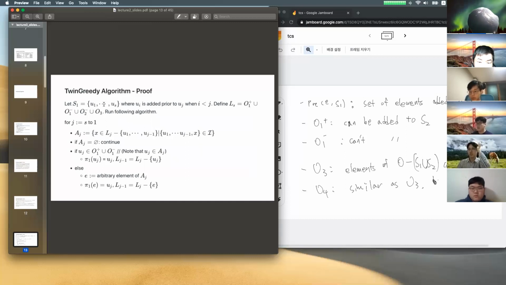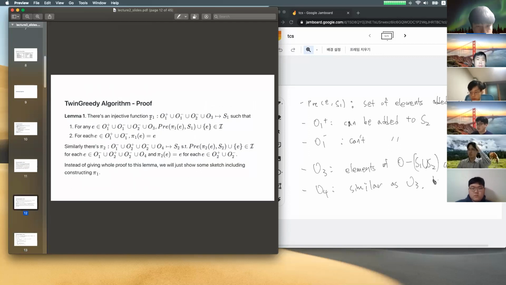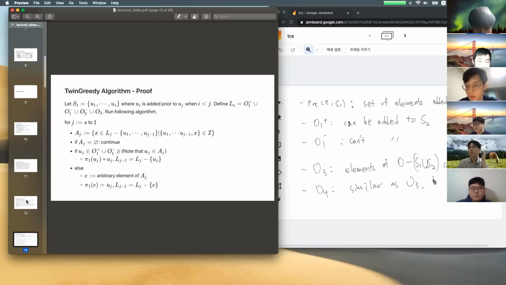So we can write... yes, and actually, since pi1 and pi2 are defined very similarly, we will just prove it for pi1. First we will write a solution set S1 as U1, U2 to US, ordered by when they were added to this set, and we'll define this set.